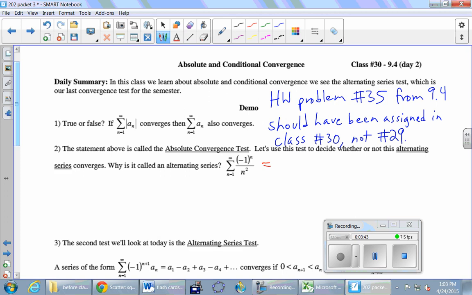N equals 1. That's -1 to the first, so that's -1 over 1 squared. And then n is 2. When I do -1 to the 2, it becomes +1 over 2 squared. Next one, -1 over 3 squared. And then a +1 over 4 squared, and then a minus. This is called an alternating series because it alternates between plus and minus. Every other term is positive, every other term is negative.